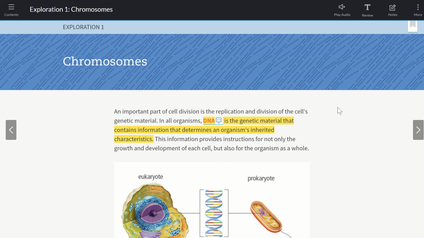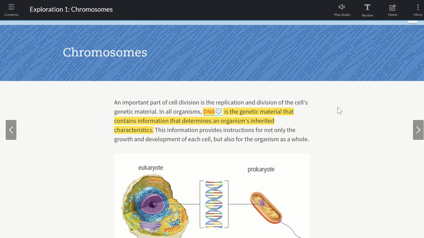All right. In this video, we're going to be looking at Unit 5, Lesson 2, Exploration 1. We've been talking about cells and specifically the cell cycle, which is the process that cells go through in order to replicate. But a really important element of that division process is the cell's ability to package and divide up their genetic material. And so in this exploration, we're going to be looking at chromosomes.